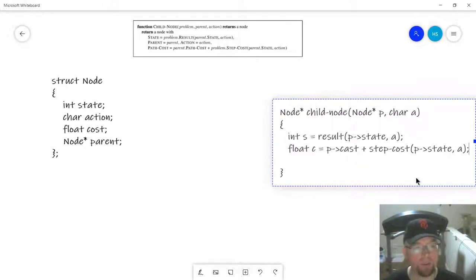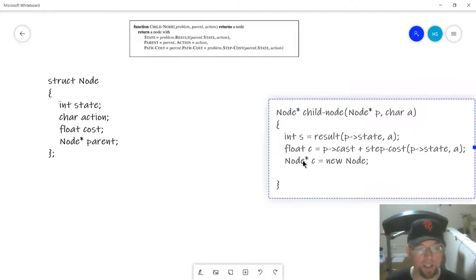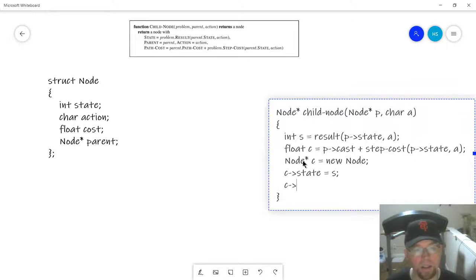Okay. Now that we have all of those things, we can create a new node. Maybe call it star. And then we can initialize that, or assign to that child node its state, right? And oh crap, I made two variables with the same name, didn't I? And we could say the child node's parent.